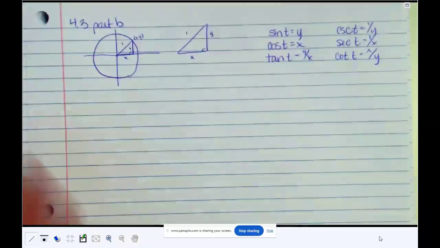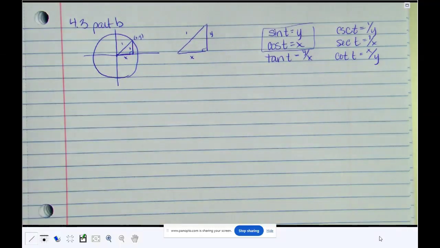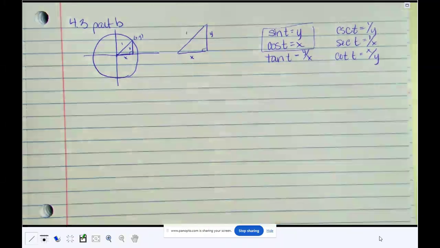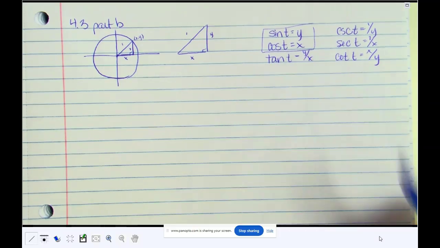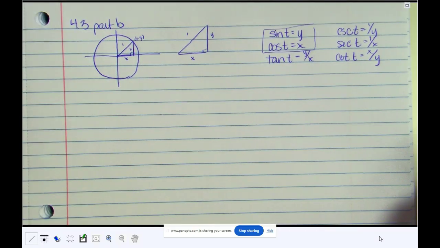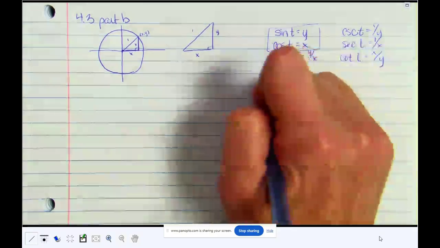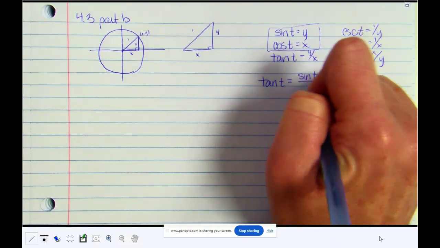So they said, though, what if we got rid of the X's and the Y's? Just using this information, we can define tangent by doing some substitution. They said tangent, you don't have to write this down either, it's going on your notes, is Y over X, but what's Y? This is not a rocket science question. What's Y equal to? Sine. And what's X equal to? Cosine. So they said, hey, we could also define tangent as sine over cosine.